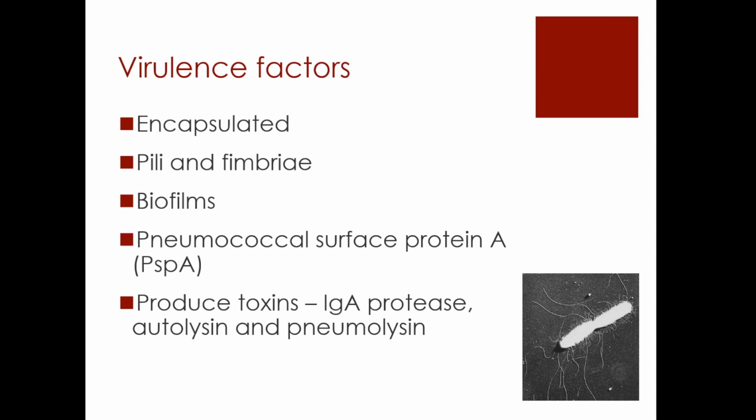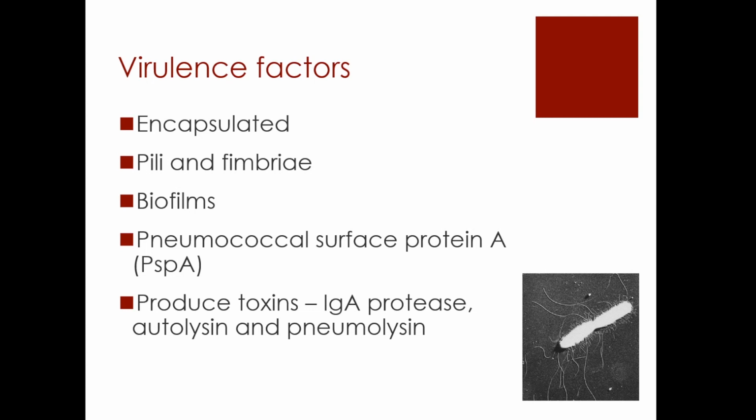So first of all, it's an encapsulated bacteria, and this gives it a good protective mechanism against the body's immune response. It also has pili and fimbriae. These are hair-like structures that you can see on the picture on the right that allow it to attach, and once it attaches, it can colonize that area, and if it begins to grow and multiply, it can start to cause an infection. It also has a surface protein, pneumococcal surface protein A, which we'll talk about in more detail in the next few slides.